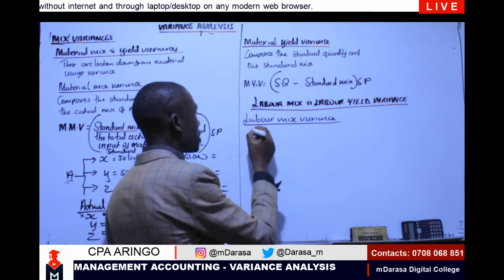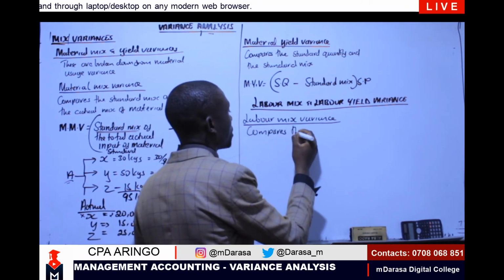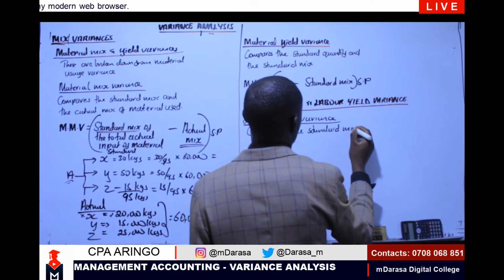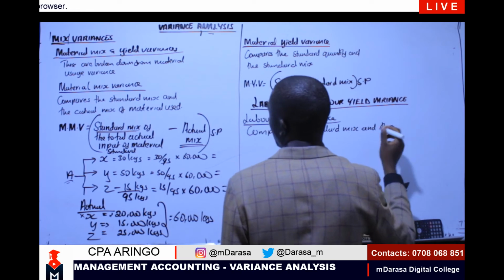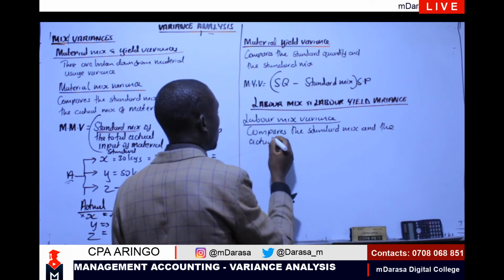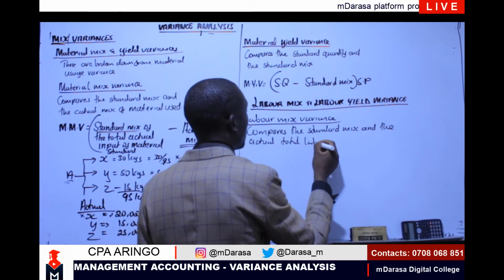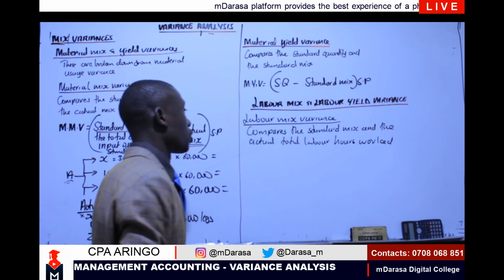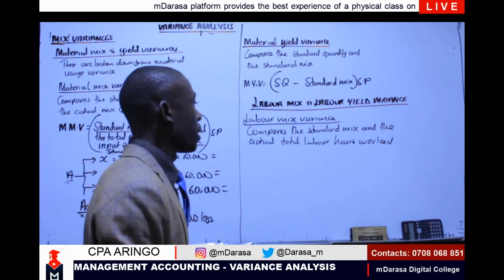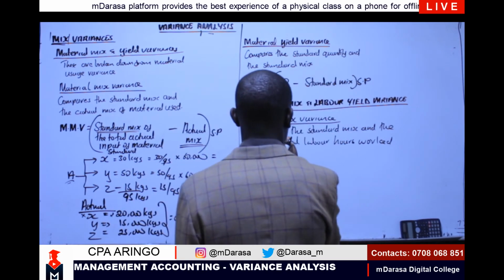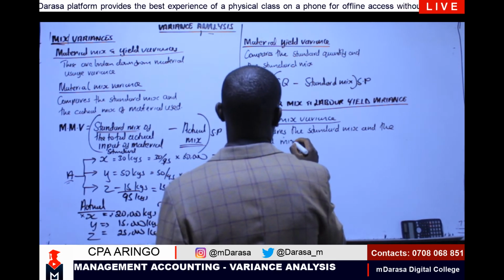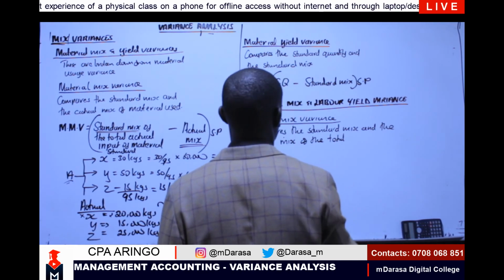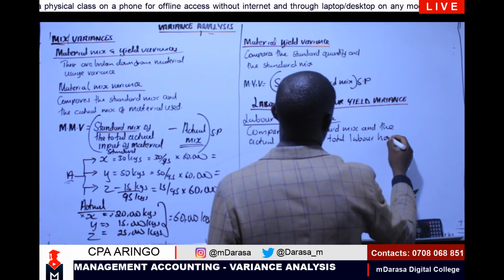We normally say that this one compares the standard mix and the actual total labor hours worked. Mark it well. We are saying that it compares the standard mix and the actual mix. This is the actual mix, sorry, the total actual mix of the total labor hours worked.